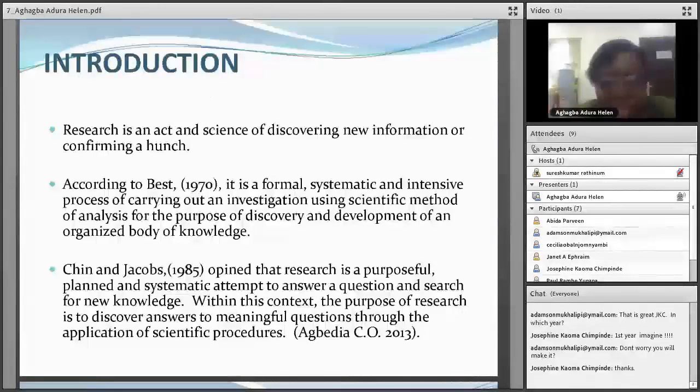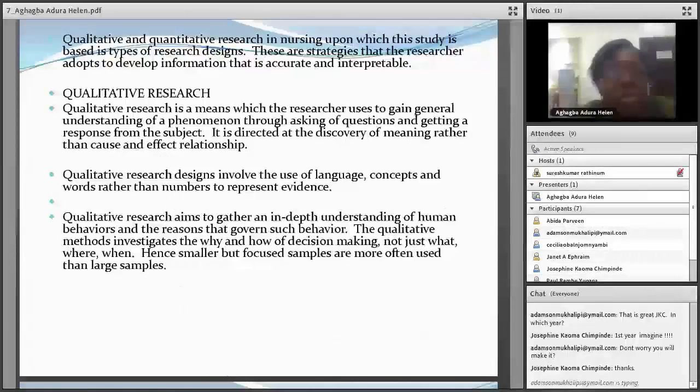According to Aghagba CO 2013, within the contents, the purpose of research is to discover answers to meaningful questions through the application of scientific procedure. Qualitative and quantitative research in nursing, upon which this study is based, are types of research designs. These are strategies that the researcher adopts to develop information that is accurate and interpretable.